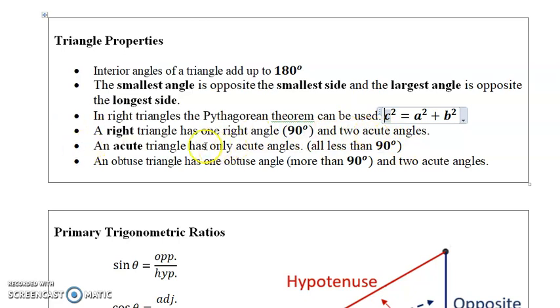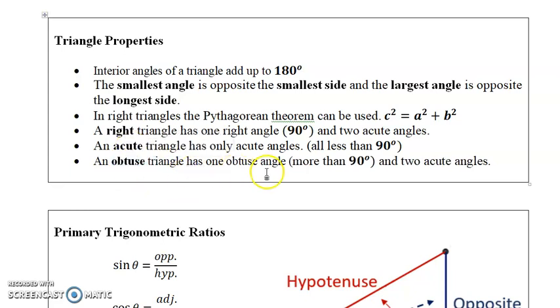An acute triangle has only acute angles, so all less than 90 degrees. An acute angle is an angle that's less than 90, so an acute triangle has all three angles less than 90. And an obtuse triangle, which we'll deal with in the next chapter, has one angle that is more than 90, and then two other acute angles.